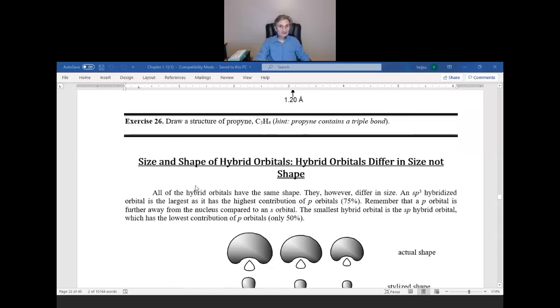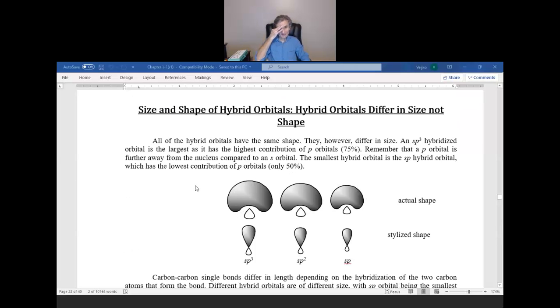Now you have already seen that hybrid orbitals have the same shape, and they are different: sp, sp2, sp3. So what makes them different? It's the size. So sp has the smallest size because it's most like s orbital. It has 50% s character, one s and one p. So it's smallest in size. And sp3 is the largest in size because it has the least s character. S orbital, of course, is smaller than p. And so it's the size that makes a difference.